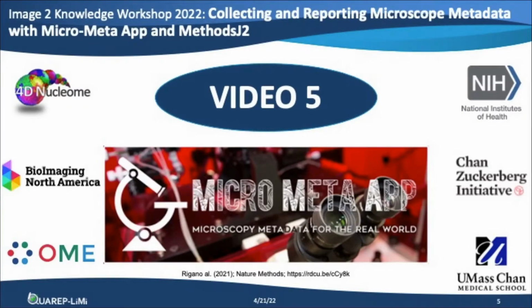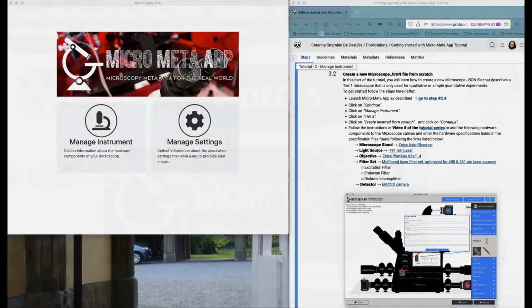In this part of the tutorial, we will learn how to create a Microscope.JSON file from scratch, and specifically, we will create a Microscope.JSON file describing a Tier 1 microscope that is only used for qualitative or basic quantitative experiments. For this purpose, we are going to enter the information that is listed on Protocols.io under Step 3.2.